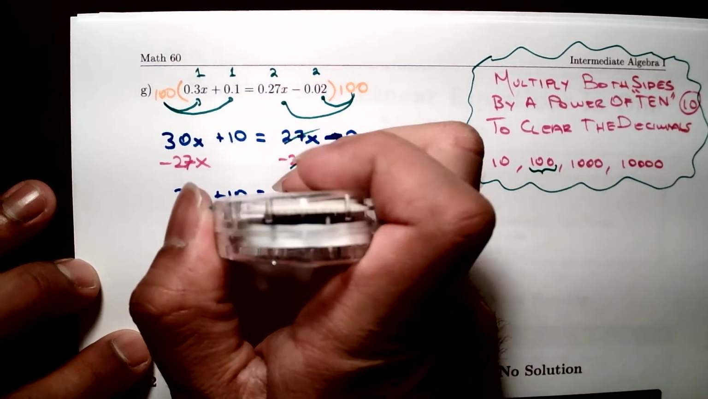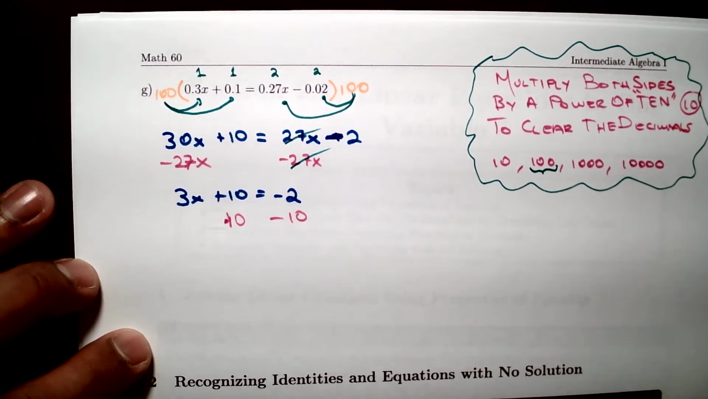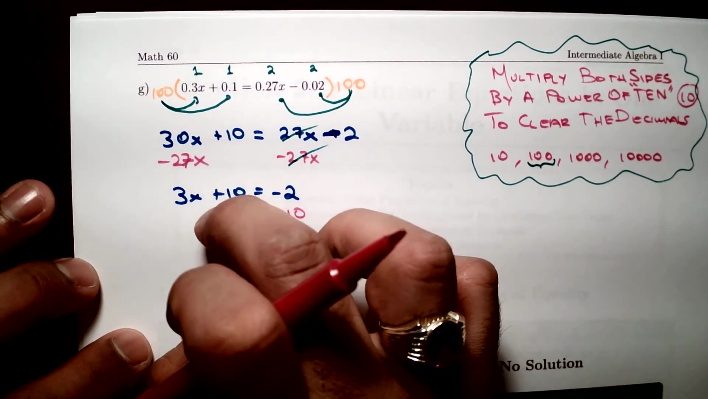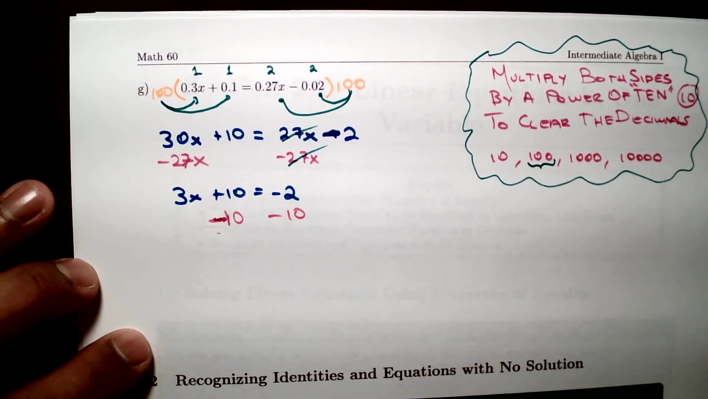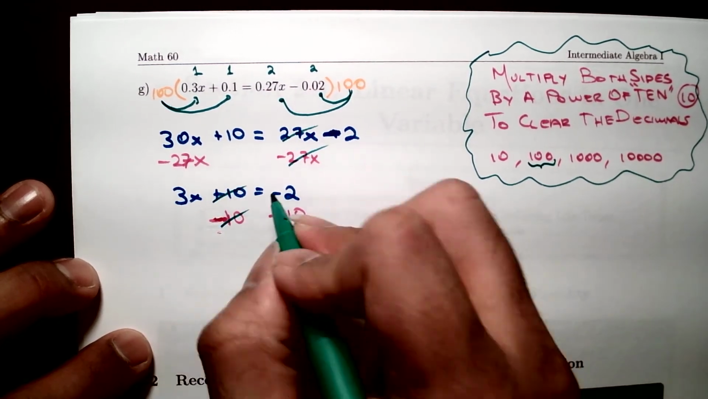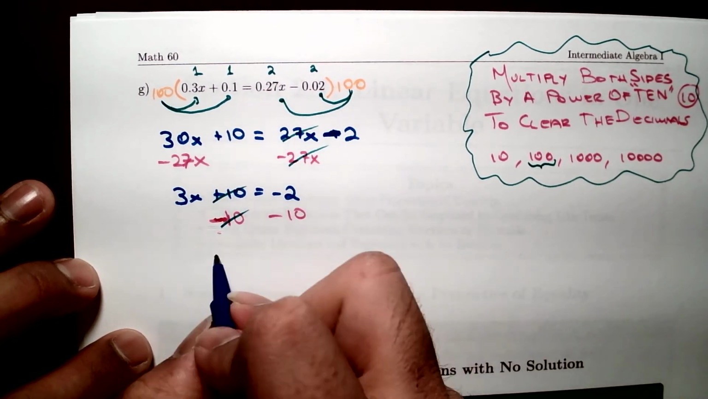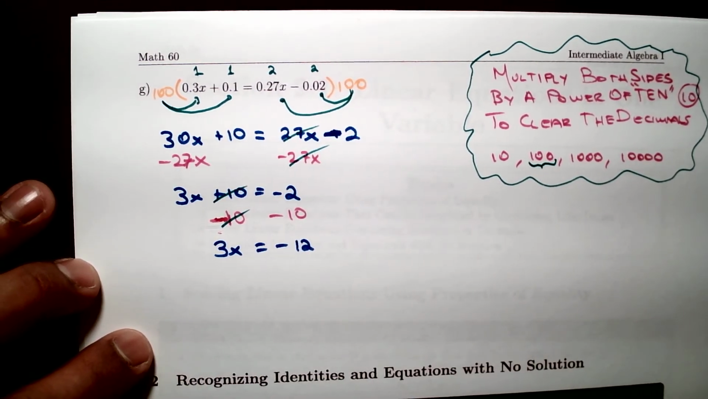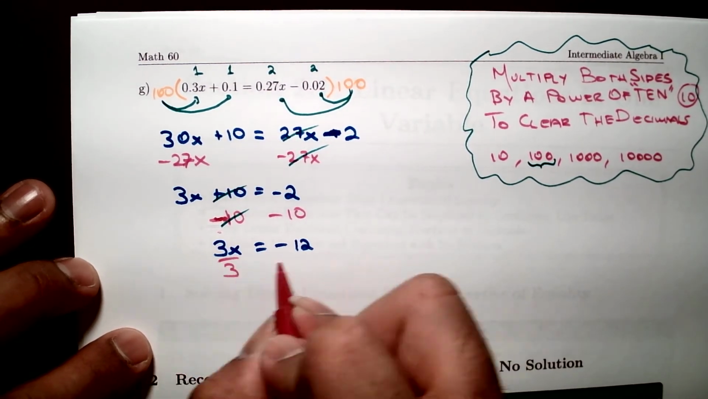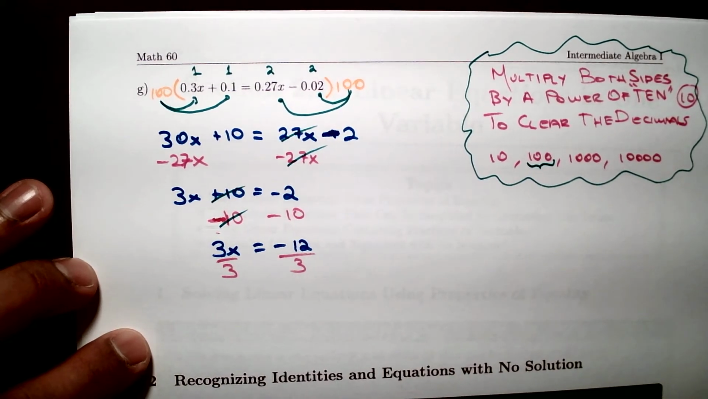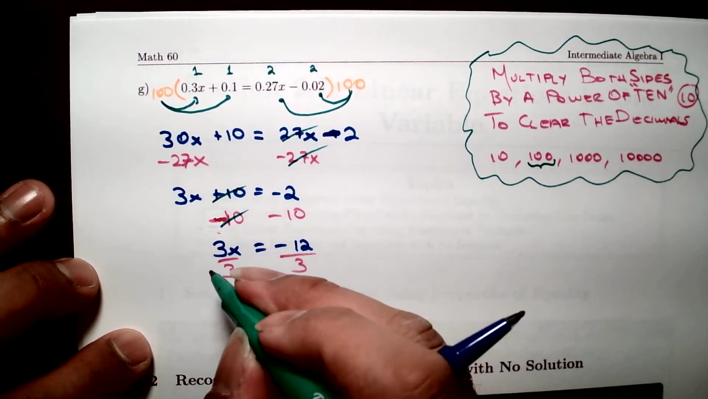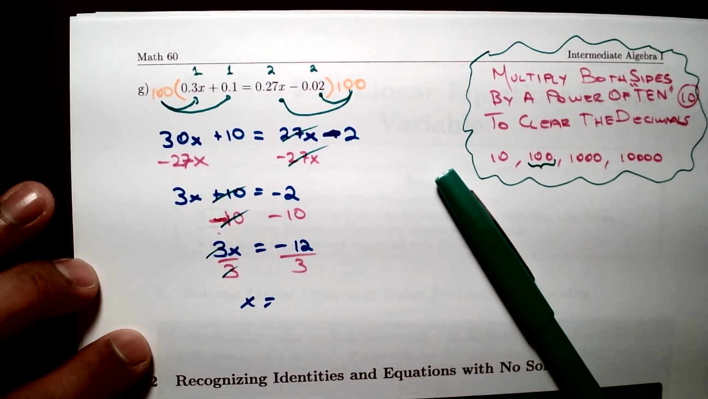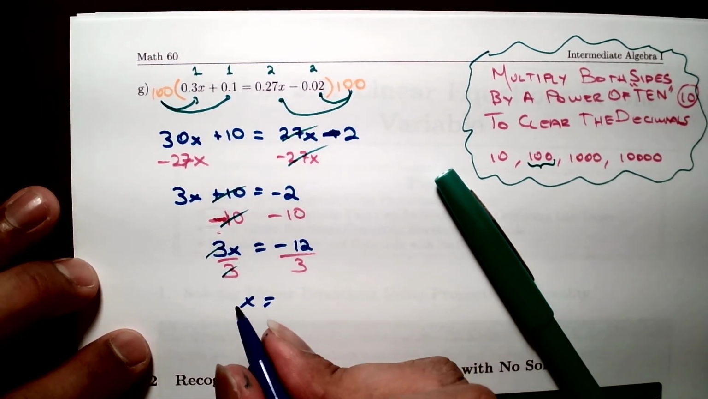Now let's subtract 10 to both sides. Let's erase this sign, make it a minus, because it almost looked like a plus. So subtract 10 to both sides. Cancel the 10s. We're left with 3x equals negative 12. And finally divide both sides by 3 to get this canceled. We get x equals negative 12 divided by 3.